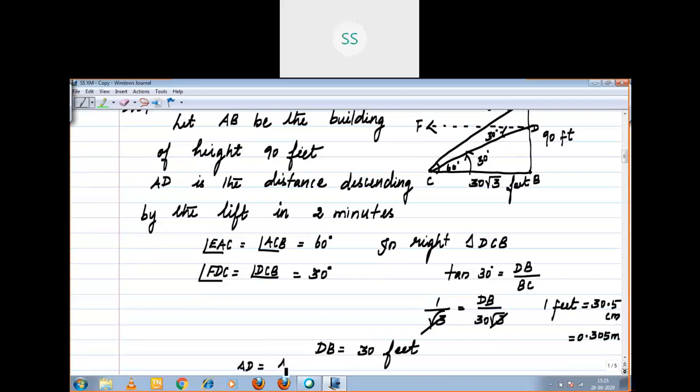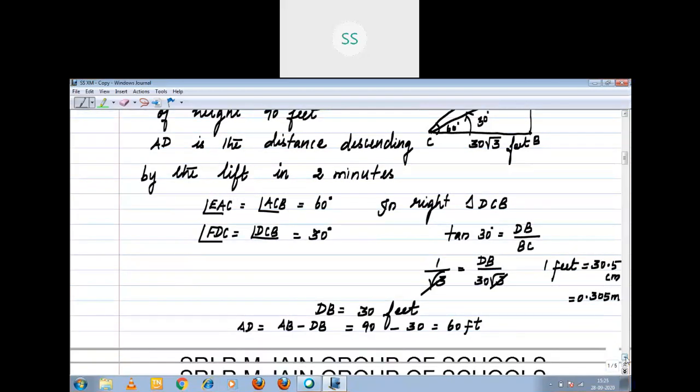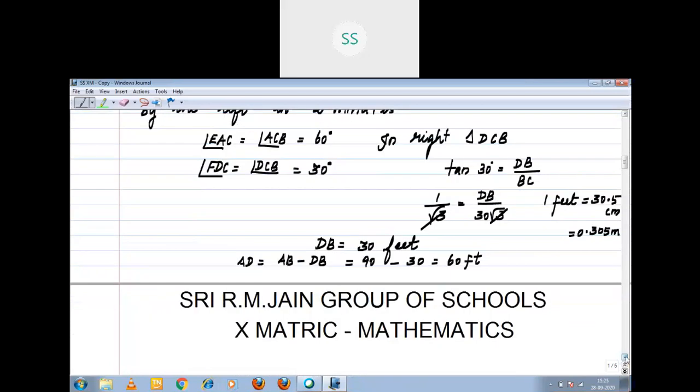Now, AD equals, what is AD? AD equals AB minus DB. You know what is AB? 90. Then you got the result DB as 30, so AD equals 60 feet. Distance covered is 60 feet. You are going to express the distance covered in terms of meters.